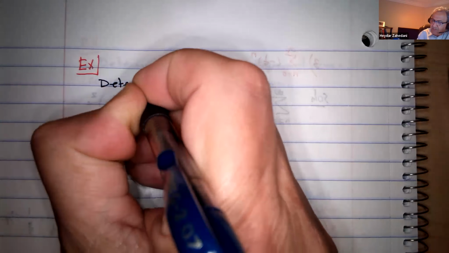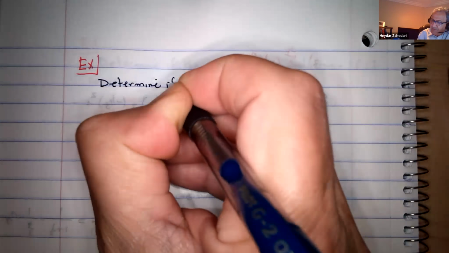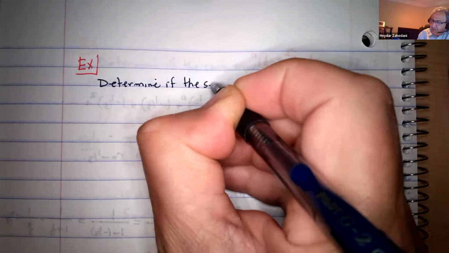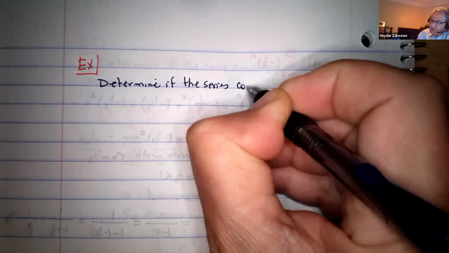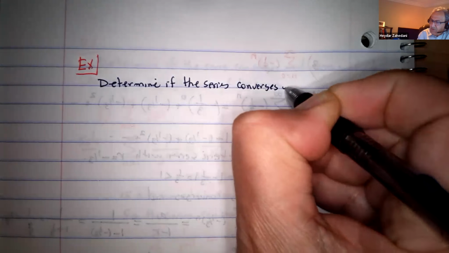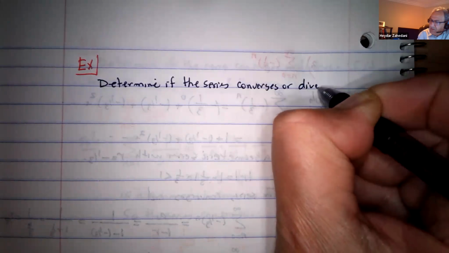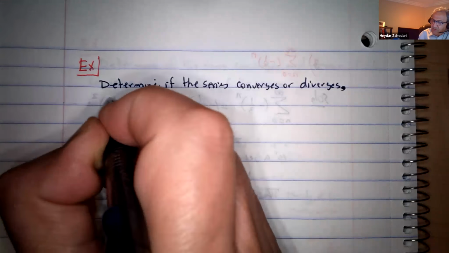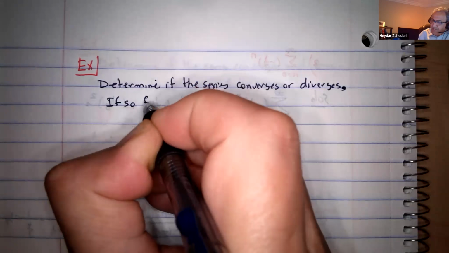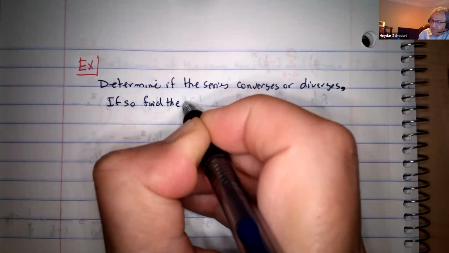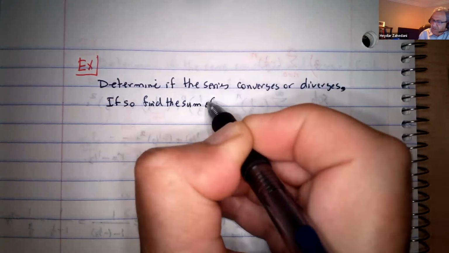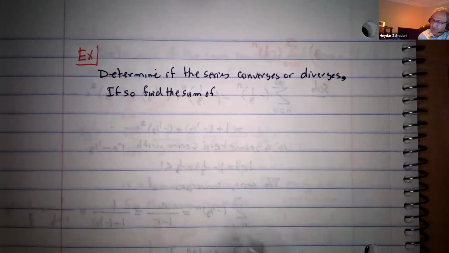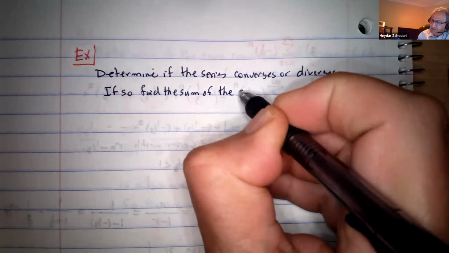So again, the same thing. Determine if the series is convergent. Okay, determine if the series converges or diverges, and as usual, if so, find the sum of the series. I mean, if it converges.